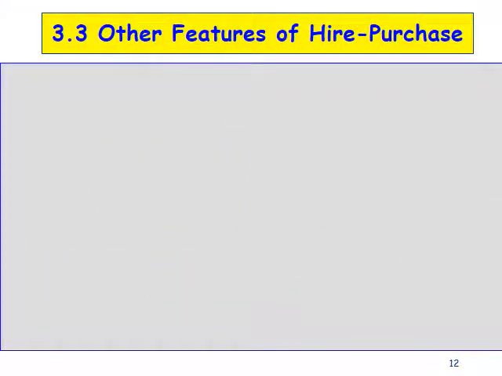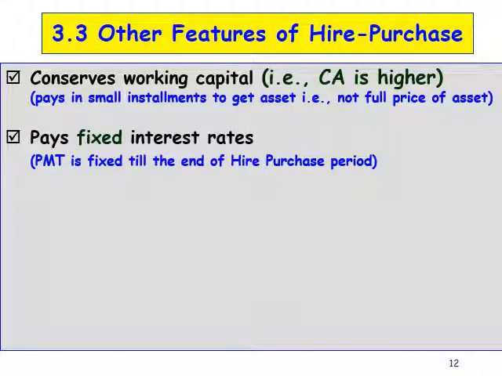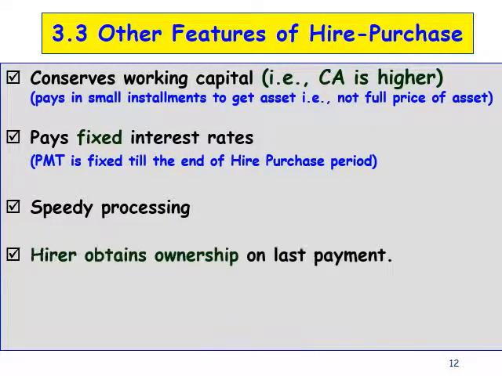Other features of hire purchase. Conserve working capital, so your current assets are higher. You pay small installments to get the asset, not the full price of the asset. You pay a fixed interest rate. The PMT is fixed until the end of the hire purchase period. It's speedy processing, it's faster. The hirer obtains ownership on the last payment.